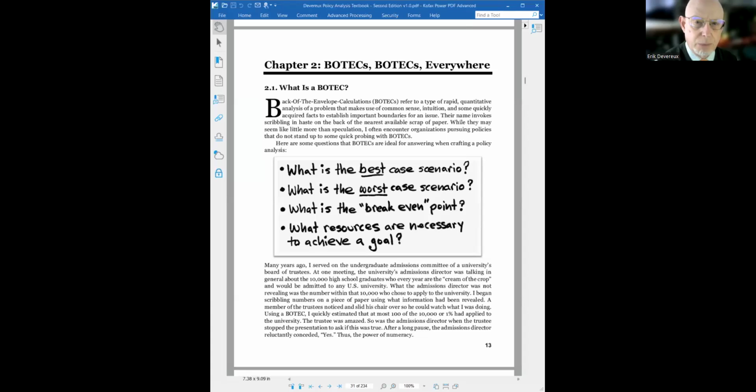Today we're going to be talking about Chapter 2 in the book. I'm going to share my screen just for a second here so you can see the front page of Chapter 2, which you should now be looking at. Chapter 2 of my book is on the topic of back of the envelope calculations. And the reason it's positioned here in the textbook is because these types of calculations are ubiquitous in the approach to policy analysis that this book takes.